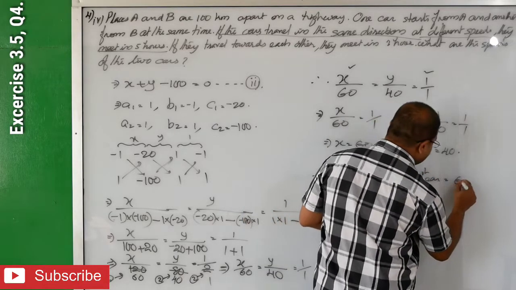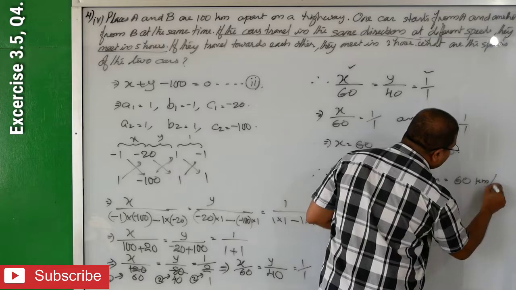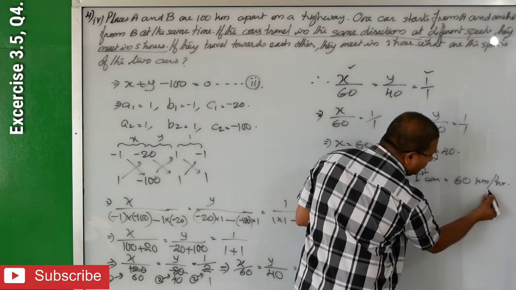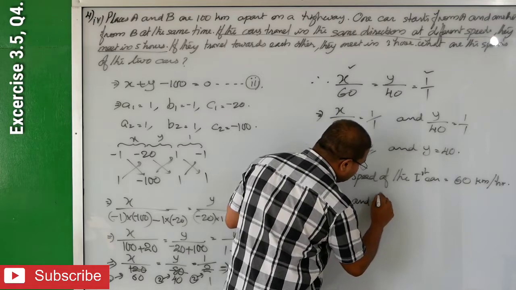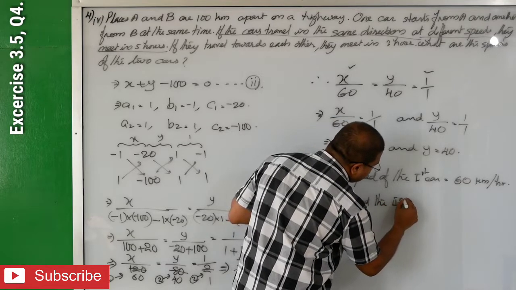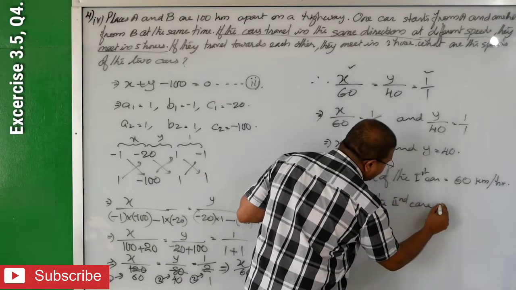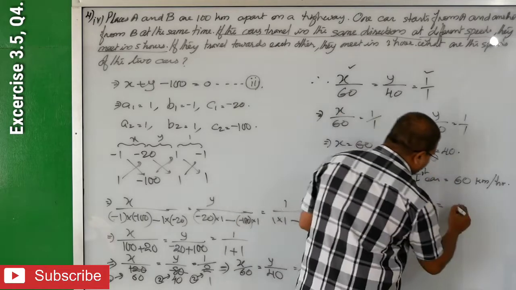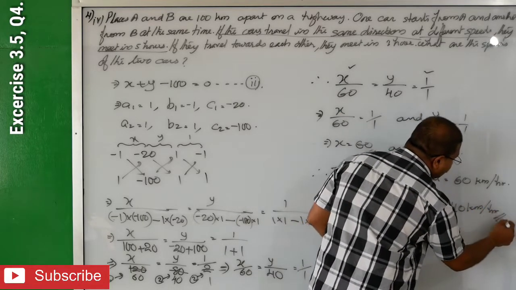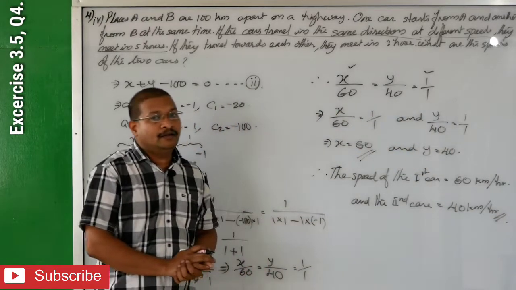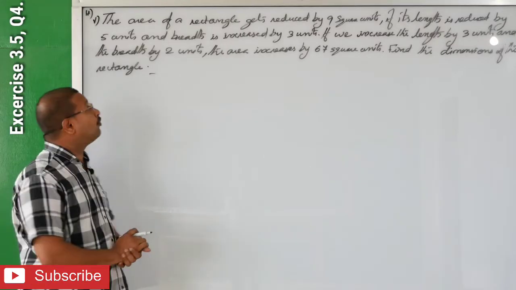Therefore the speed of the first car equals 60. Speed means you have to write kilometer per hour. Ready? And the speed of the second car is 40, that means 40 kilometer per hour. Ready? Let's go to the last question. I'll read the question once.